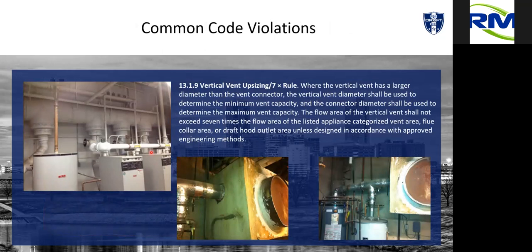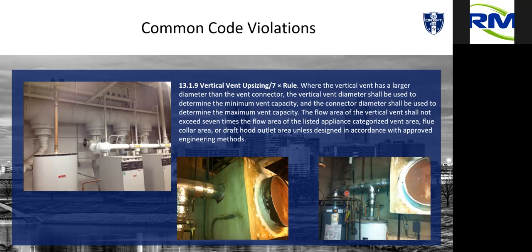Another very common one is the 7 times area rule. The largest vent pipe cannot exceed the area of the smallest pipe going into it by 7 times. I'm not saying that right, I'm struggling with that. But basically, you can't put a 4-inch pipe into a 32-inch vent, okay? Because the area of the 32-inch vent is more than 7 times the area of the 4-inch pipe.